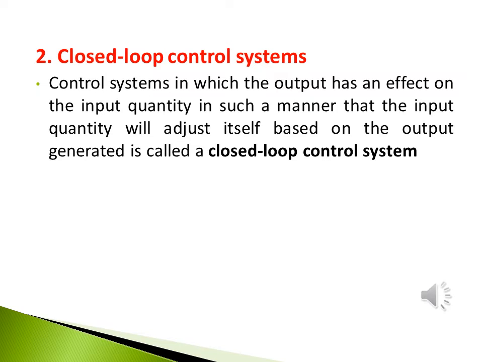We already discussed the main classification of control system. The second one is closed loop control system. In a closed loop control system, the output or the response of the process depends on the controller action. Because in a closed loop control system we provide feedback, it is also known as a feedback control system.